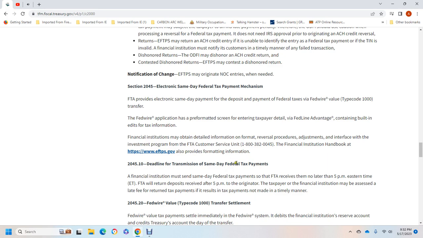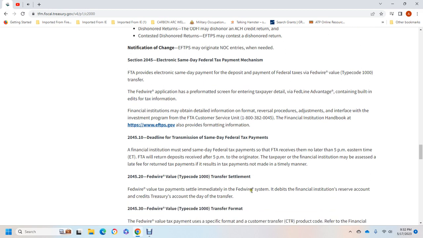2045-10, deadline for transmission of same-day federal tax payment. The financial institution must send the same-day federal tax payment so that the federal tax application receives it no later than 5 p.m. Eastern Standard Time. The federal tax application may return a deposit received after 5 p.m. to the originator. The taxpayer's financial institution may be assessed a late fee with returned payments as a result of the tax payment not being paid in a timely manner.